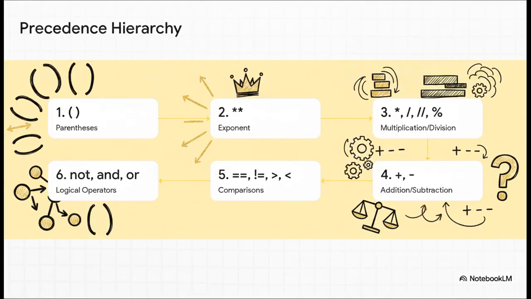So here's the official ranking. You might remember something like PEMDAS from school. Parentheses, exponents, multiplication/division, and then addition/subtraction. And you can see that comparisons and logical operators come even later. But honestly, here's the best rule of all. If you are ever in doubt, just use parentheses. They are number 1 on the list, so they always win. It makes your code way easier to read and guarantees the computer does exactly what you want it to.